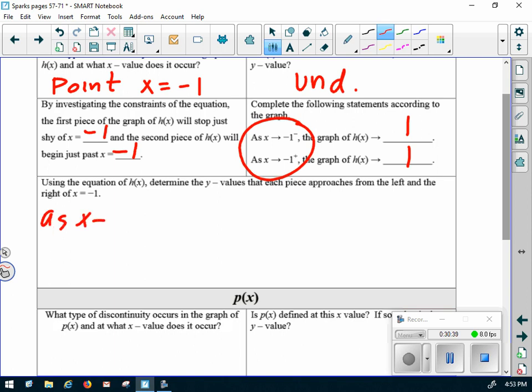As x approaches -1 from the left, I'm going to use the first equation, the one on the top, where x is less than -1. I'm going to substitute -1 in for x. -1 plus 4 is 3. Absolute value of 3 is 3. 3 minus 2 is 1.